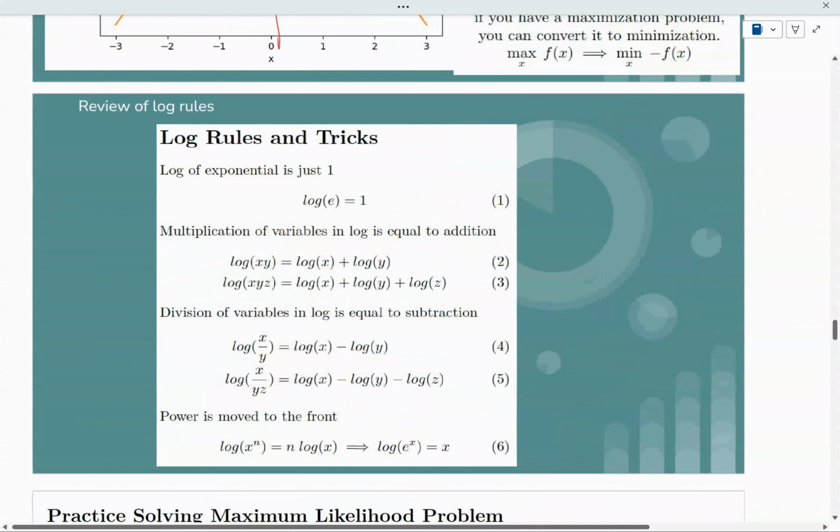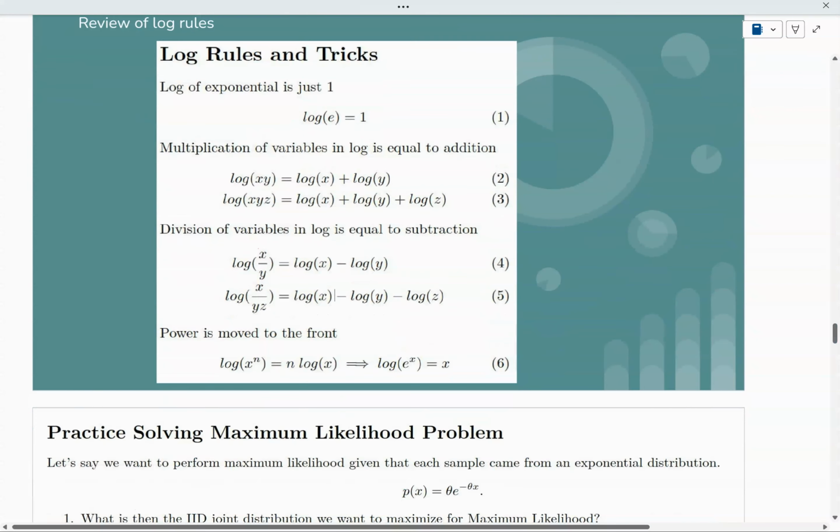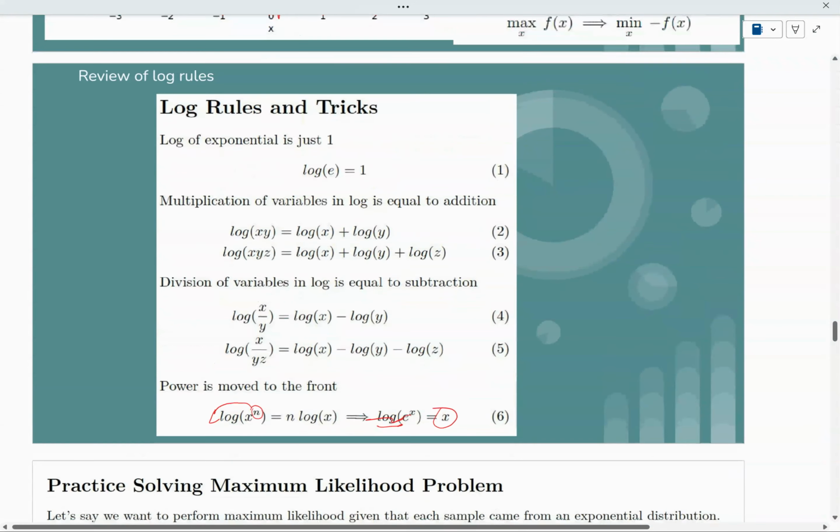All right. Also, we have a bunch of log rules that we have done previously. The natural log of e is equal to 1. Also, when you have a log of multiplication of 2 or 3 things, it's equivalent to log of x plus log of y plus log of z. And if you have division, it's equivalent to subtraction. You subtract the bottom one's log from the top one's. Okay, and if you have log of some kind of power of n, you will move that to the front. Or log of e to the x, you just get x, right? Because the e goes away. Okay, so these are the tricks.